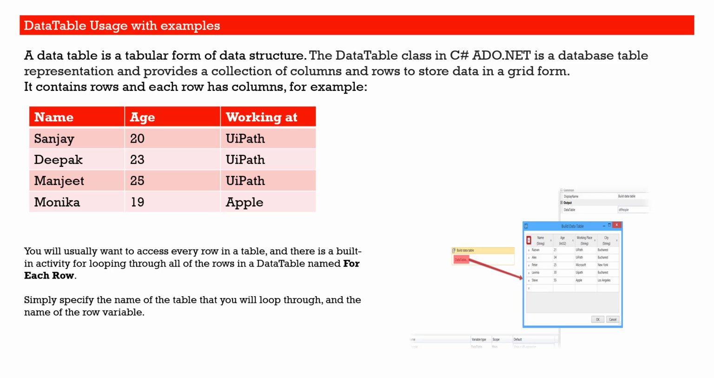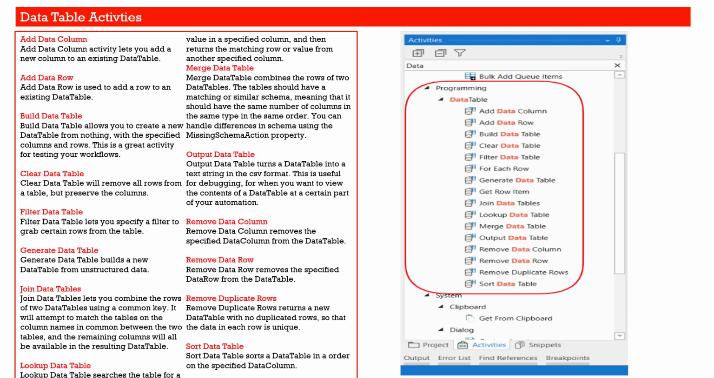If you want to access every row in a table, you should be able to perform those operations easily using a for loop, right? So what I'm trying to explain here is that whenever you do certain operations with Excel, you will end up storing the data in a data table. And then you need to know what activities are available on a data table so that you can perform additional tasks, right?